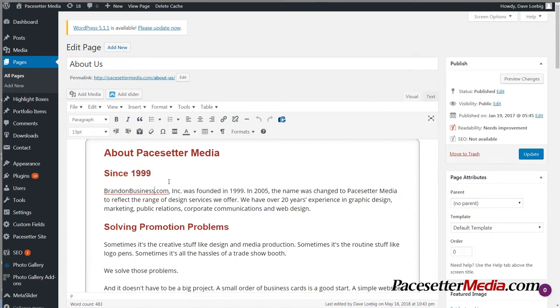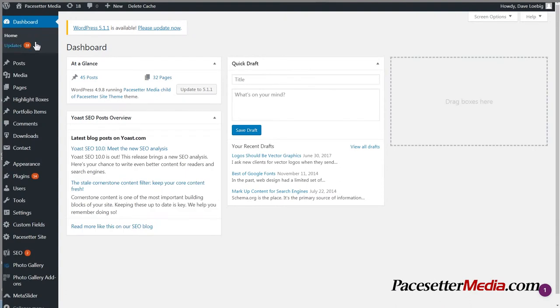And that's the quick of it. Posts are dated material, like news releases and blog posts. Pages are the brochure parts of your website, like price lists, product listings, service information, and you usually change those regularly.